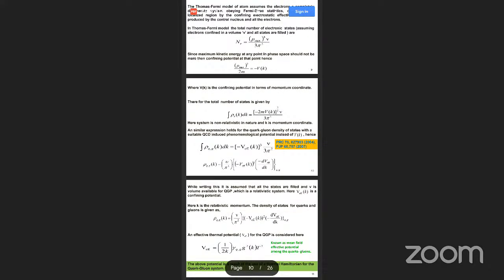Our model is restricted to the Ramanathan bag model, and we have just modified the Thomas-Fermi model, which is used for the atom, and the Bethe model for the nucleons. As you can see here, Thomas and Fermi developed the density of states for the electron. In the same way, on the same footing, we have modified the density of states for the quarks and gluons, which is given by this expression, this integral part.